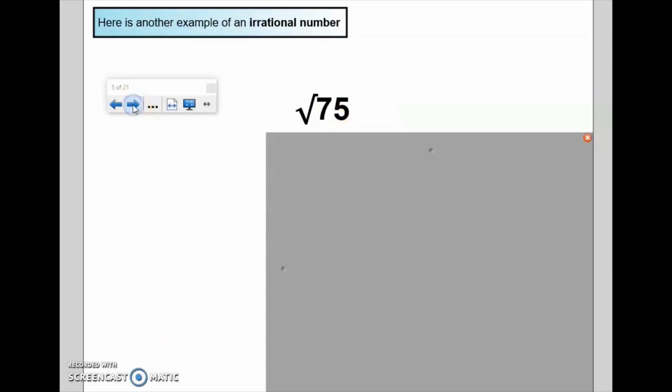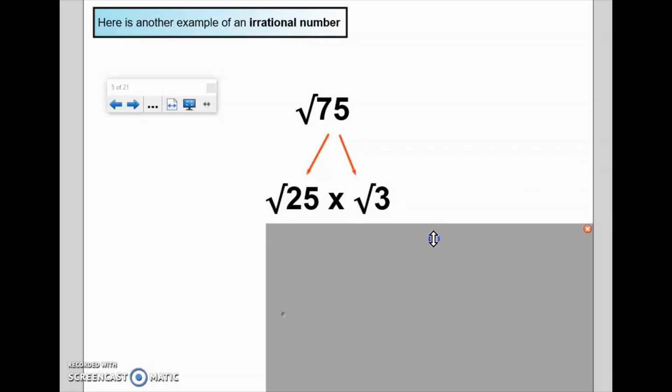Let's try another example. Root 75. So I want to simplify this surd. I'm going to split it into 2 factors, one of which needs to be a square number. So 25 times 3 gives me 75.